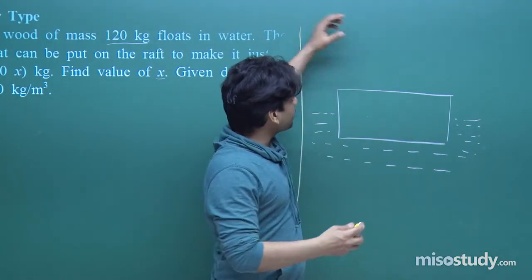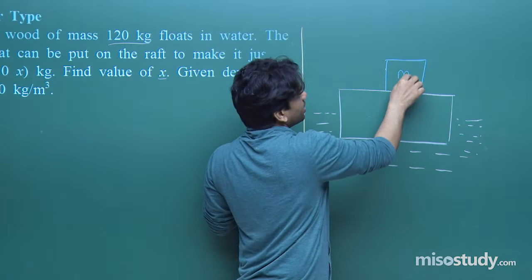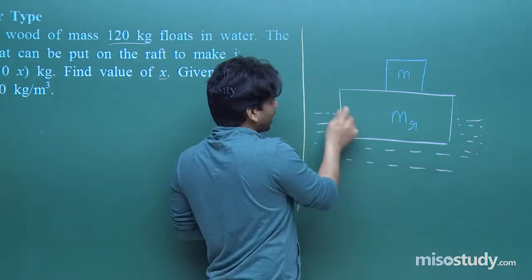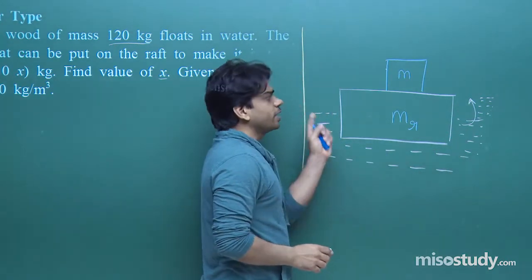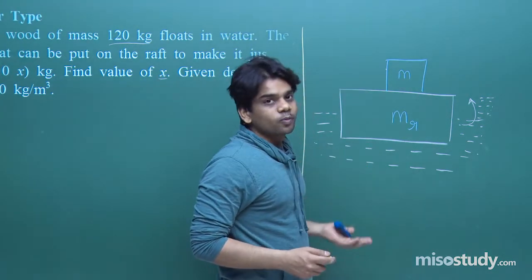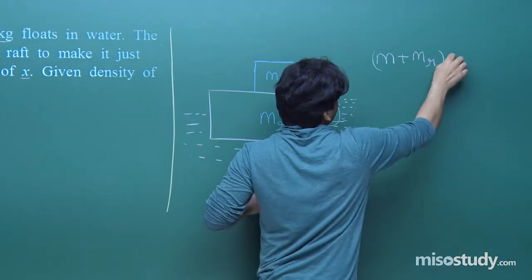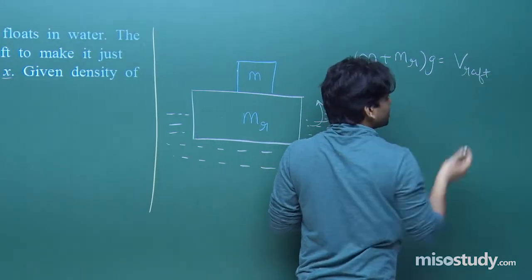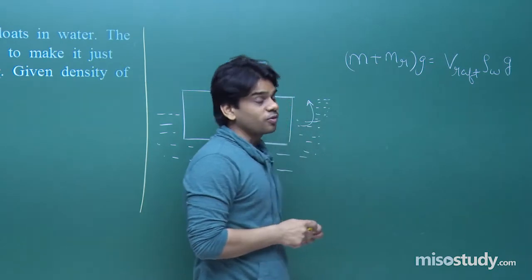Now, if we place a block on it whose mass is m, and let's say the mass of the raft is given as mr, it completely sinks, so the water level will rise. The water level rises till here and it will be completely reached till here. I'm not showing the entire portion so I can differentiate the two situations. Now, the net downward force will be equal to the buoyant force. So, (M plus MR) into G will be equal to the total volume of raft multiplied with the density of water. Let us take density of water as rho W, multiplied with G.